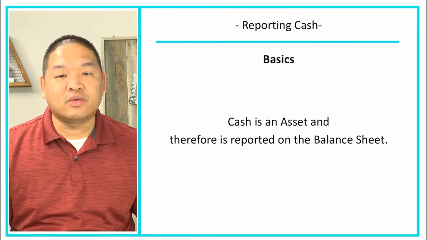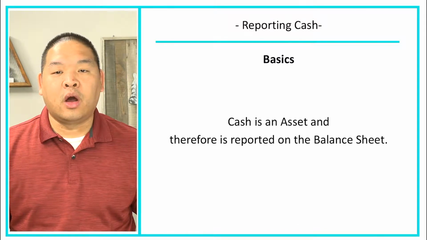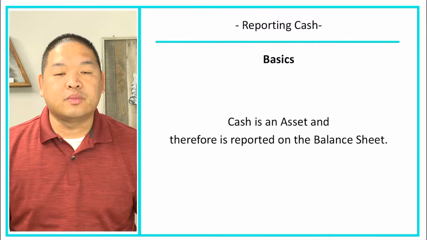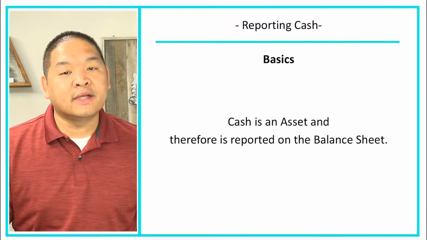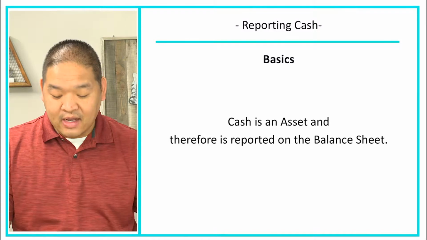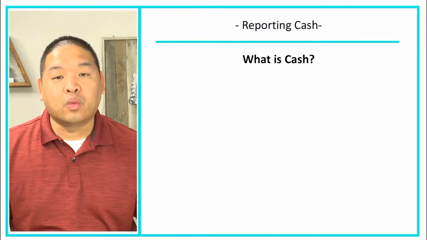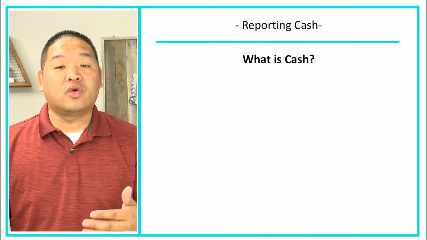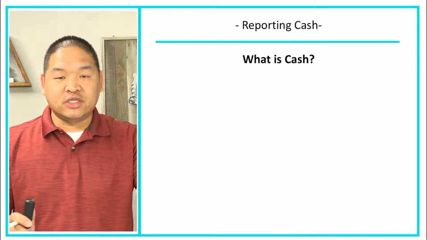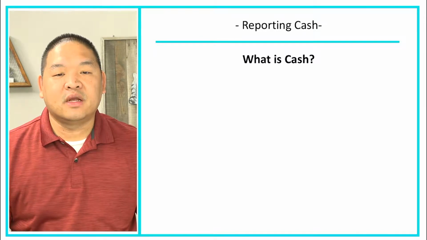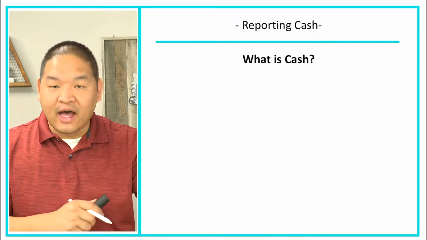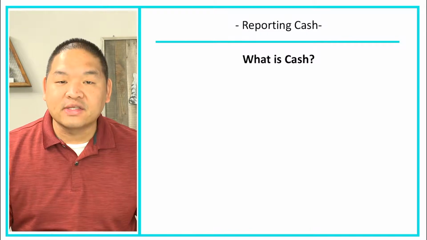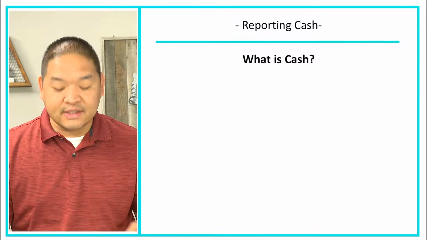So cash is an asset, as we've said before, and therefore it is reported on the balance sheet. So it's not reported on the income statement, but it is reported on the balance sheet as well as the statement of cash flows, but we won't get to that here. The question really is, what is cash? And I know that's kind of a dumb question. But it is an important question to understand, because what cash is to us may not necessarily be cash to someone else. And when we think about currency, that is a form of cash, but there might be something else that from a financial standpoint we consider cash.